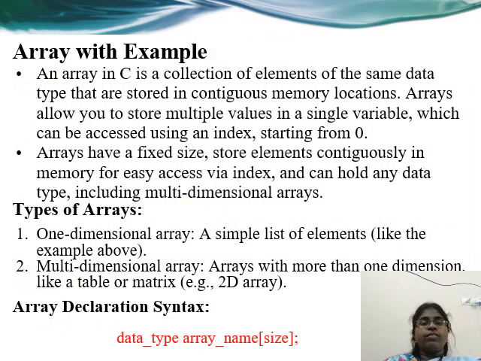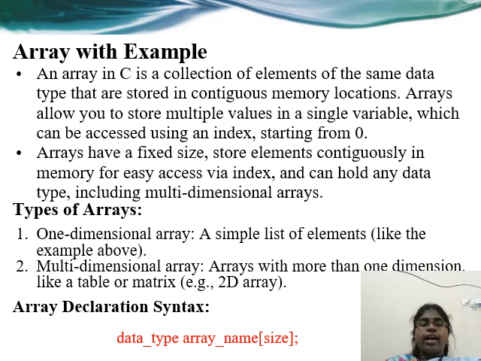Topic is array with example. What is array? An array in C is a collection of elements of the same data type that are stored in contiguous memory locations. Arrays allow you to store multiple values in a single variable, which can be accessed using an index starting from 0. Arrays have a fixed size and store elements continuously in memory for easy access by index, and can hold any data type including multi-dimensional arrays.